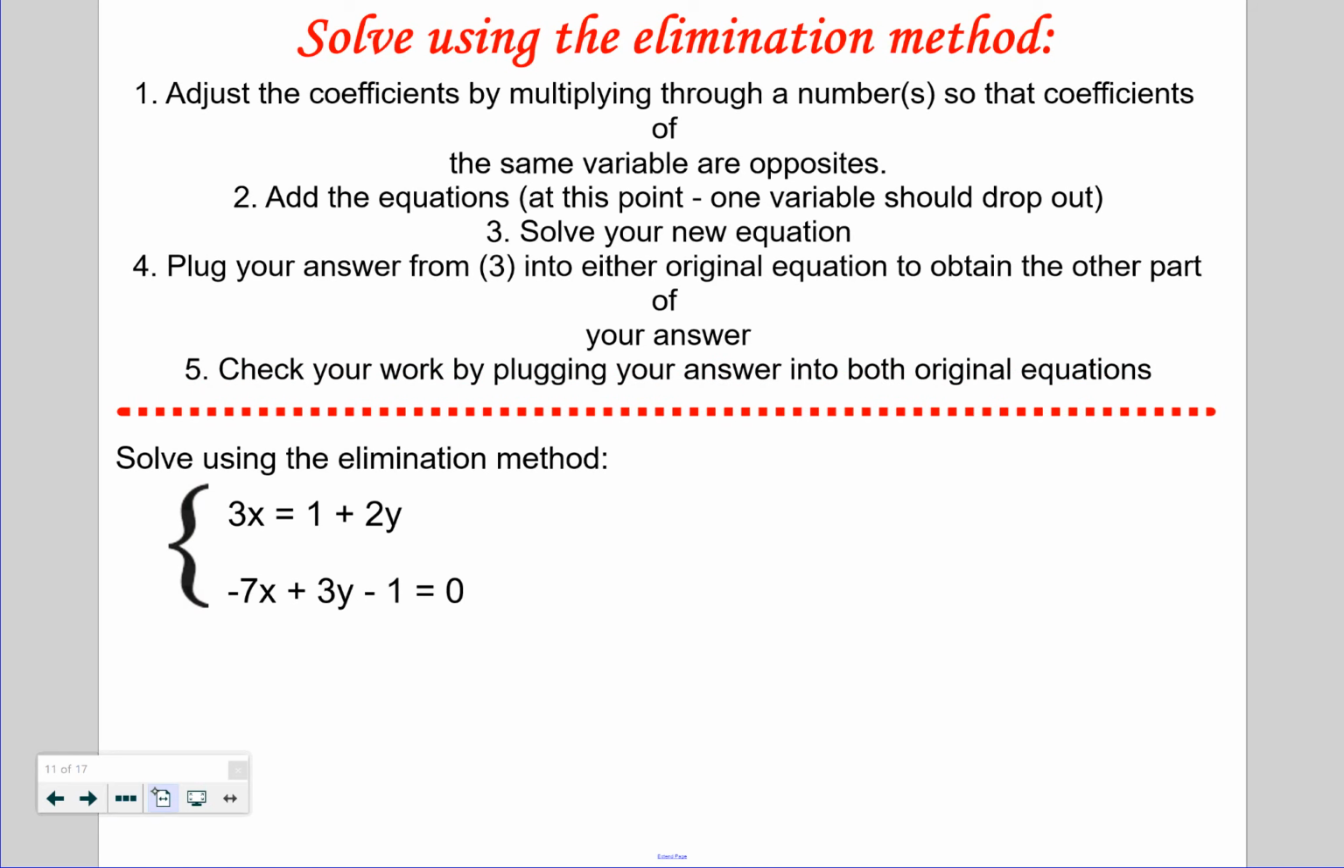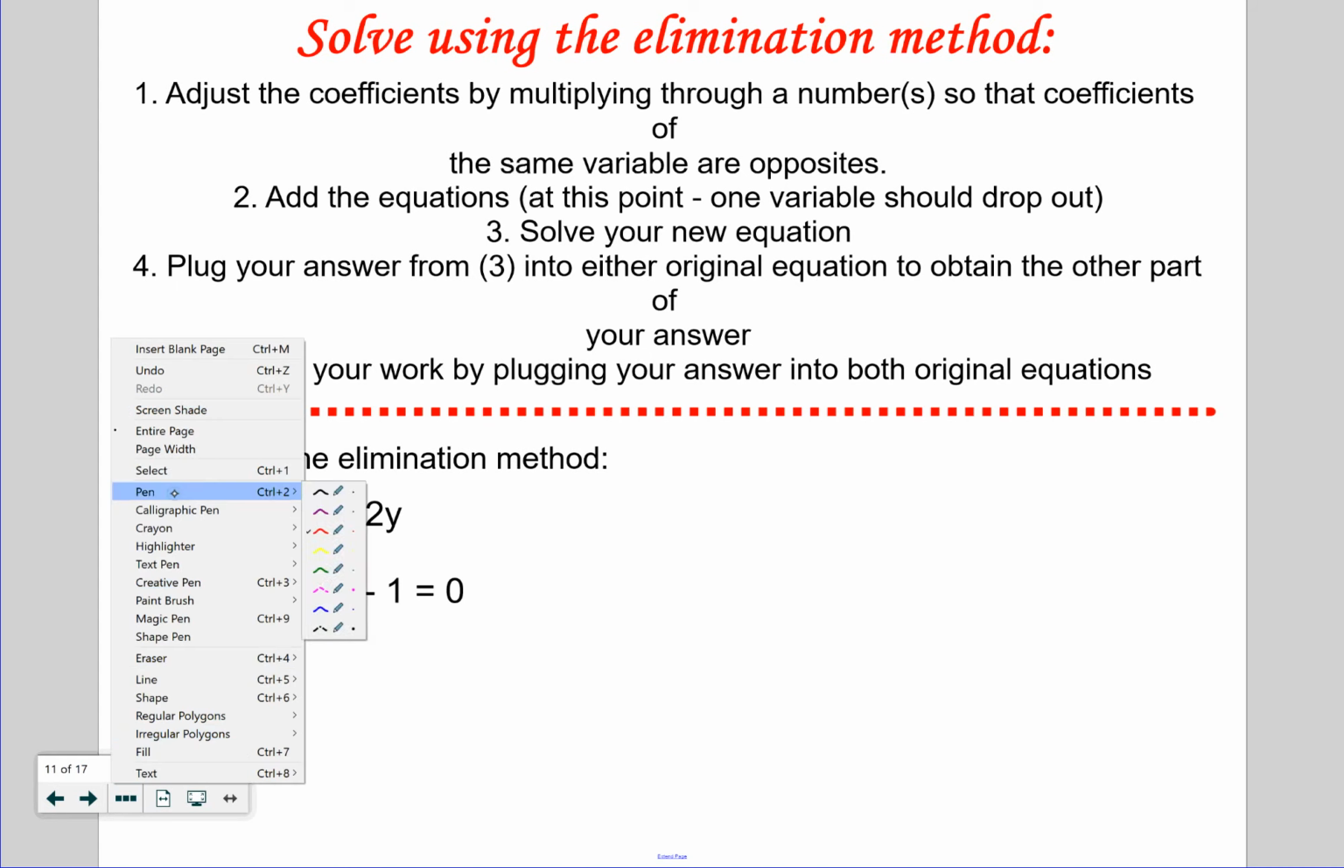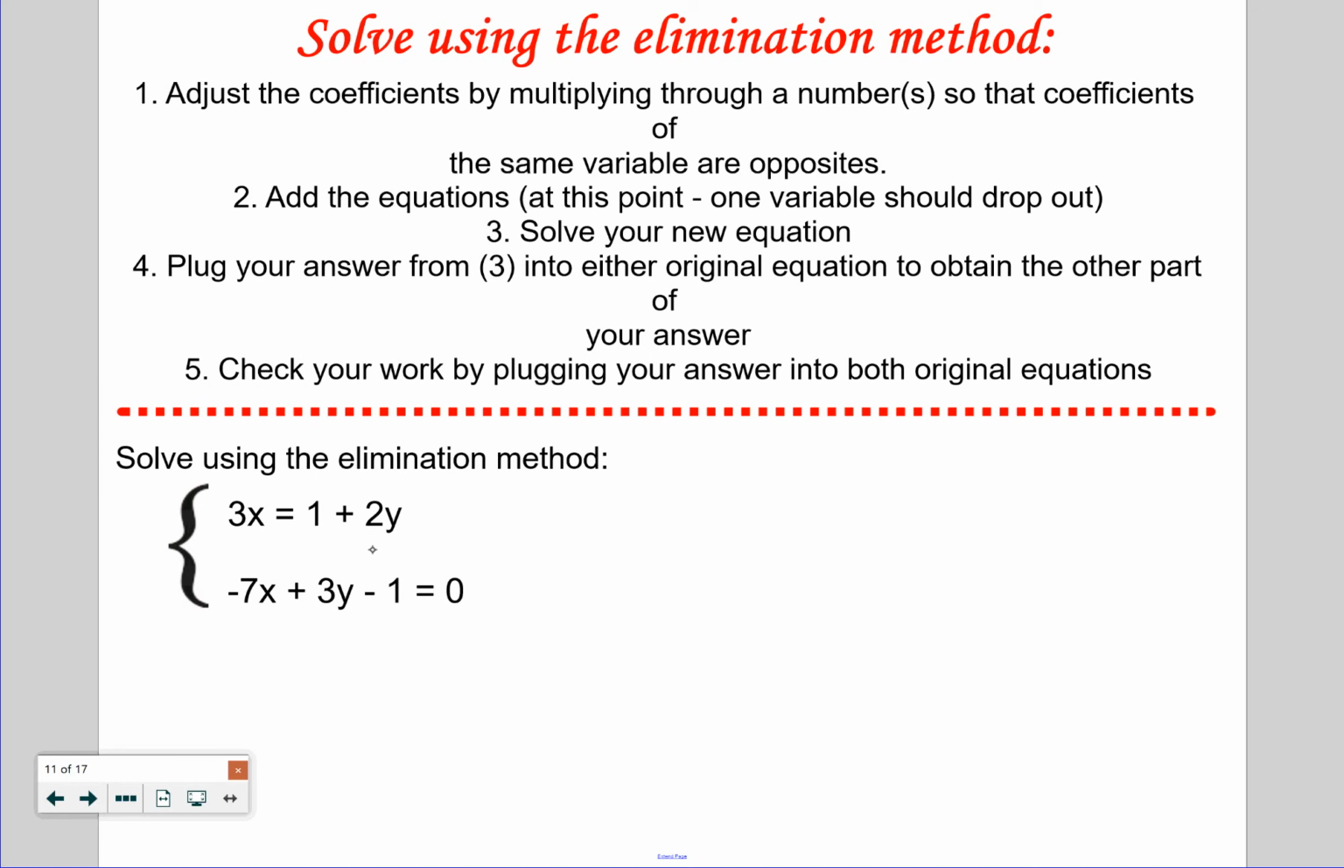All right. So again, I've got the steps up here for you. Notice these equations at the bottom are not lined up. So let's do a little work before we do any of those steps. In the top equation, I want my x's and my y's on the same side, so I'm going to move this 2y over to the left. That would make that equation look like 3x minus 2y equals 1.